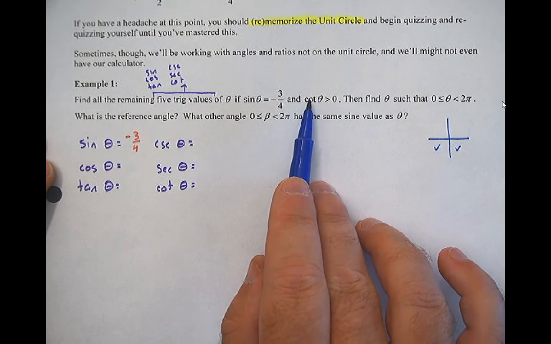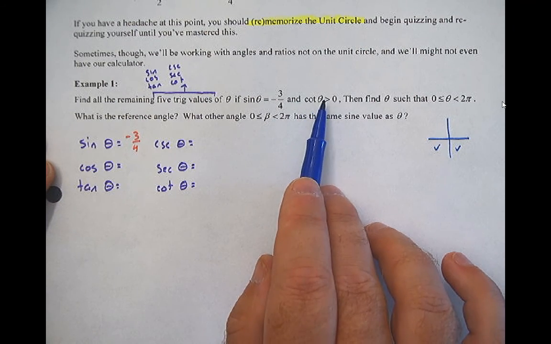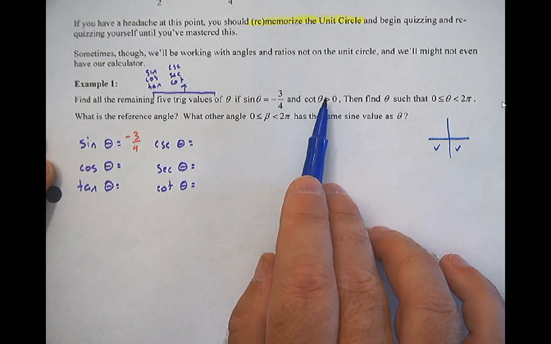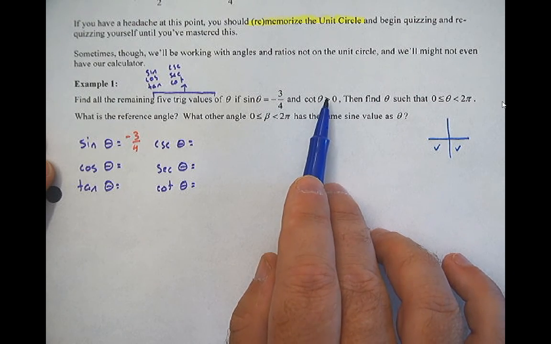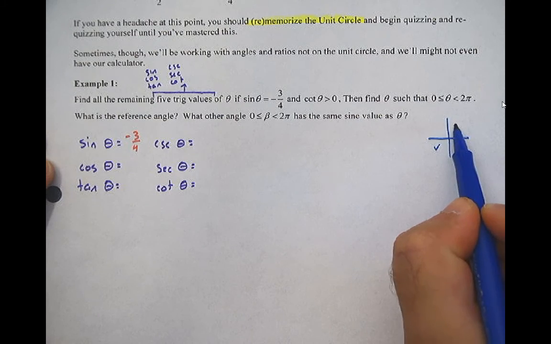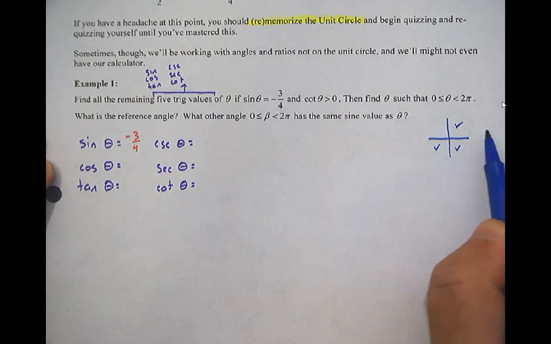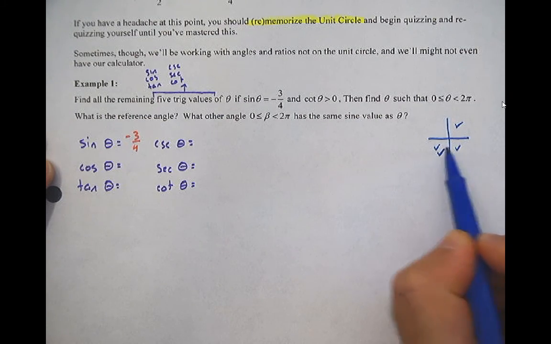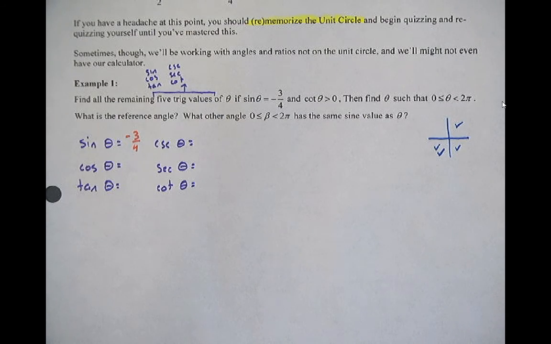Cotangent, which is x over y, I'm sorry, is greater than 0. So if you're going to be positive when you divide x and y, they need to be the same sign. So that's going to be in this quadrant where x and y are both positive, and then down here in this quadrant where x and y are both negative. Now I have an idea of what my triangle looks like, and I can make a sketch of that triangle.